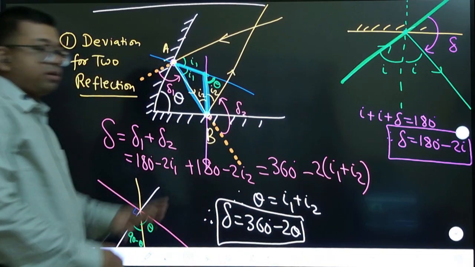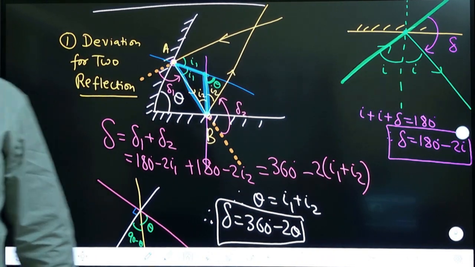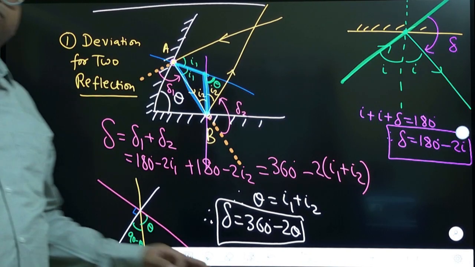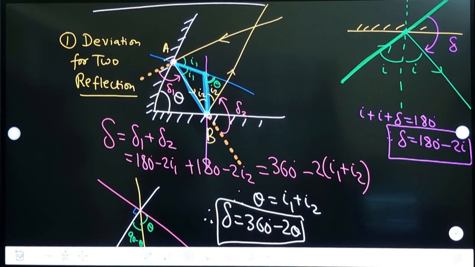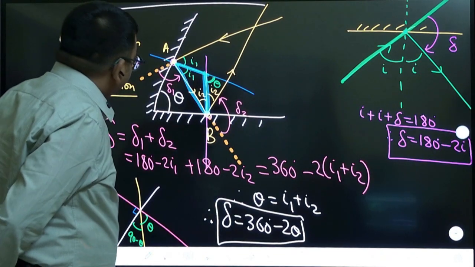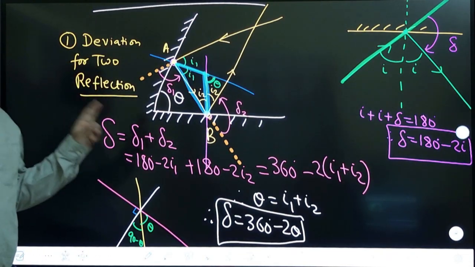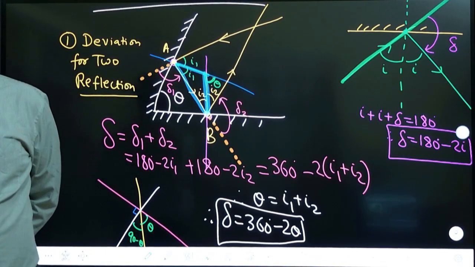Clear? That's the formula for deviation, for two reflections.